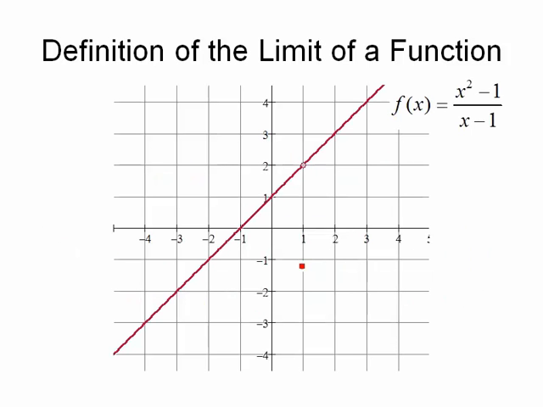How this happens is, let's take a look at this particular function, f of x equals x squared minus 1 divided by x minus 1. It's undefined at 1. That's why you see the open circle here. But when I look at the graph, it's just a straight line. And the closer that I get to 1, the closer that I get to 2, even though at 1, it's undefined because of the open circle.